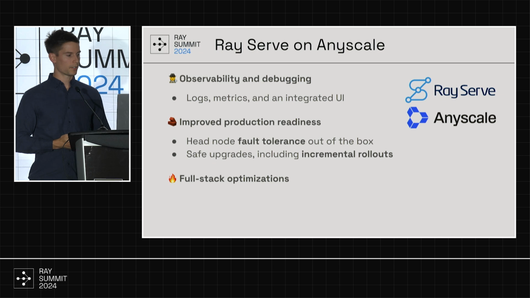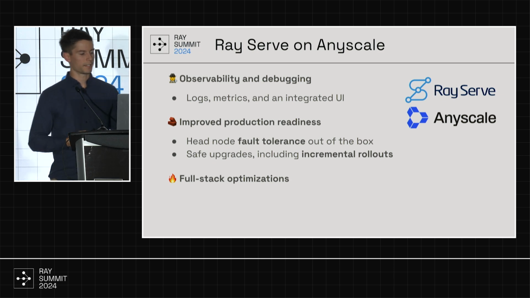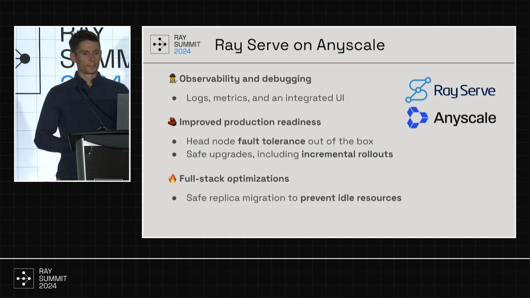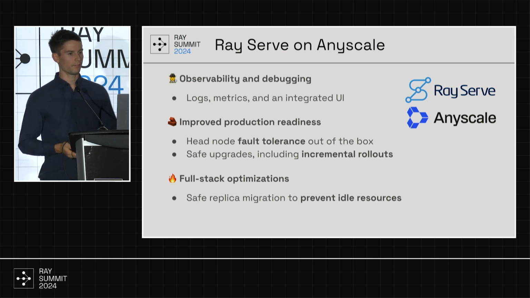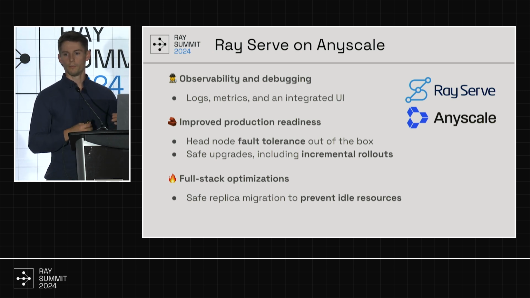Okay, so the last thing I want to talk about, the last major point about Ray Serve on Anyscale, is the full stack optimization work that we've been doing. One optimization that we added this year was safe replica migration. So basically, if we detect that the cluster is in a suboptimal configuration, we will move replicas from one node to another in order to free up instances to be given back to the cloud provider.